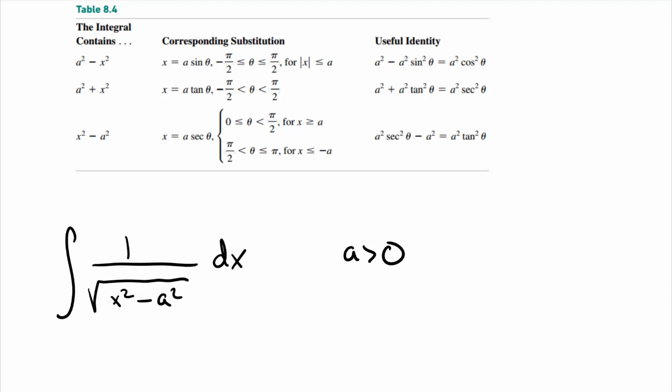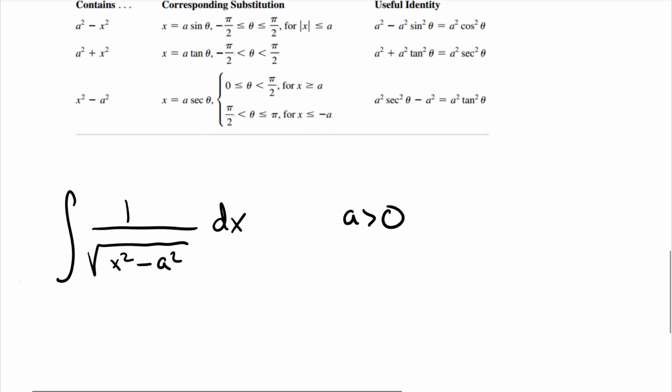There's trigonometric substitution, and then there's hyperbolic substitution. So you tell me which one. I'm going to do them both. You tell me which one you like better. All right. Let's go. Let's go.